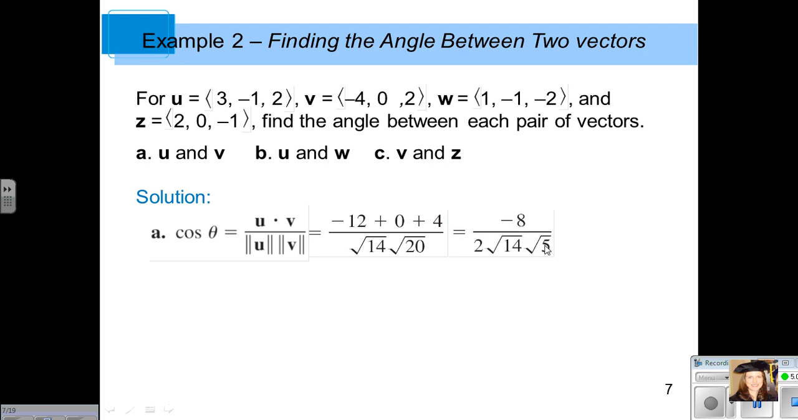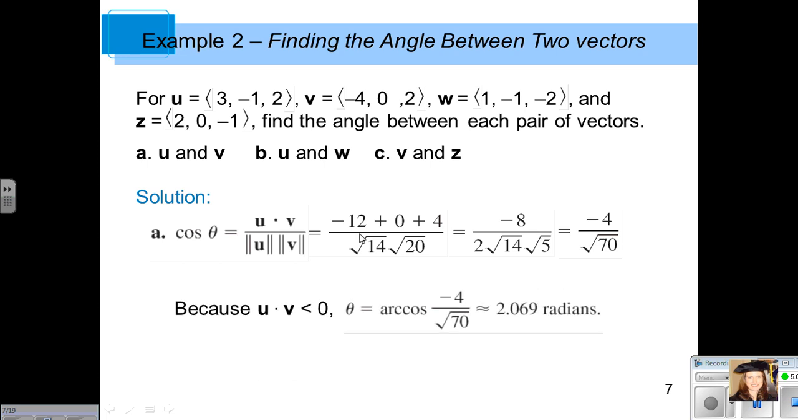And we get this result. Now to find the angle theta, you can simplify that and use a calculator. You would do the inverse cosine of negative 4 over the square root of 70. Put that in your calculator and make sure you're in radian mode. Check that so that you get the angle is approximately 2.069 radians.